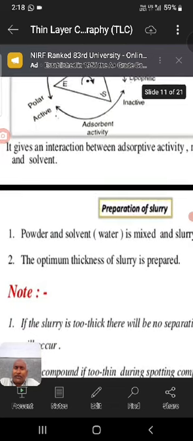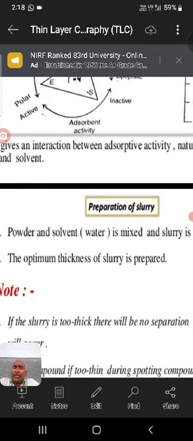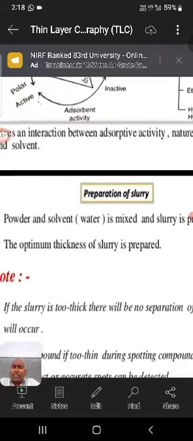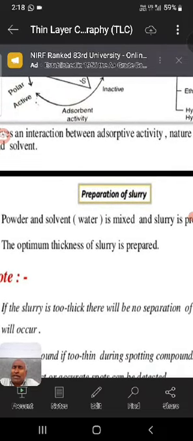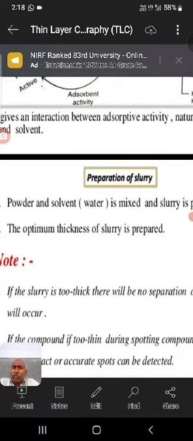Anyway, preparation of the slurry. Slurry means powder and solvent or water mixed together. The mixing of powder as well as solvent is called slurry. It is mixed and the slurry is prepared with the optimum thickness.